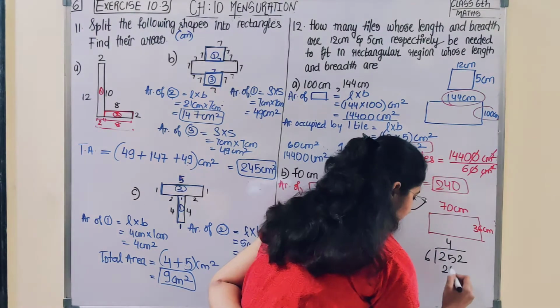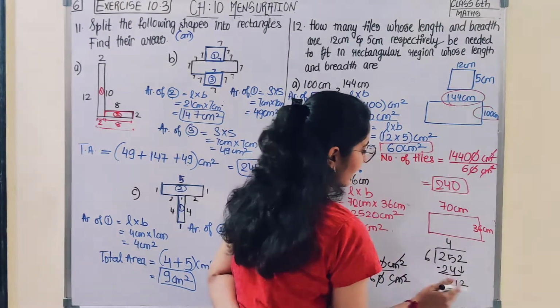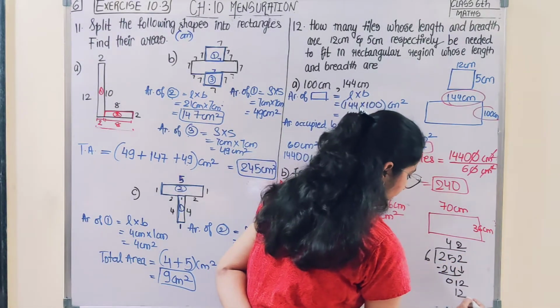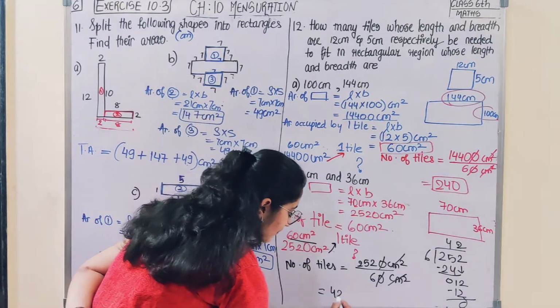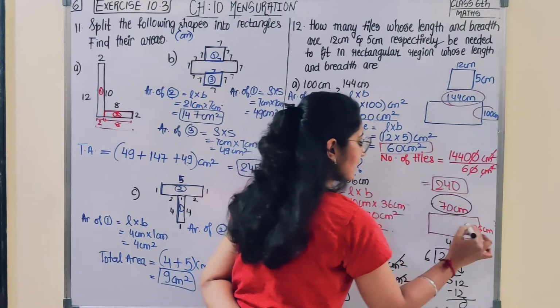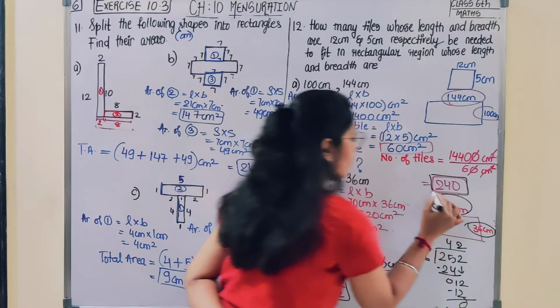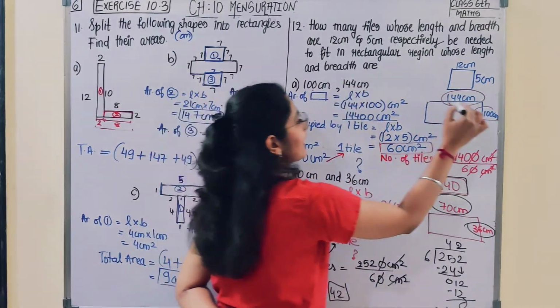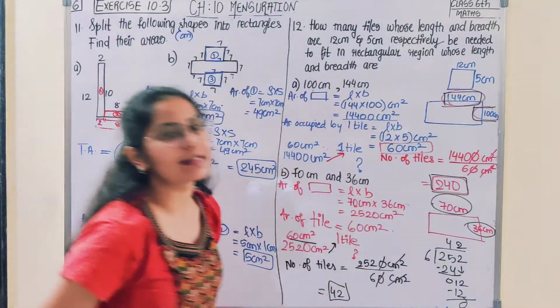6 4s are 24, 1, 12, we will subtract this. So 12 came, so 6 2s are 12. Okay, 42. So 42 are the number of tiles required for a rectangle having length 70 centimeter and breadth 36 centimeter, and 240 tiles are required for the rectangle having length 144 centimeter and breadth 100 centimeter.